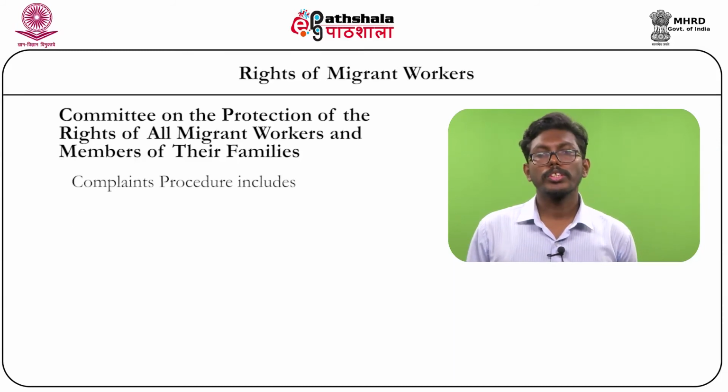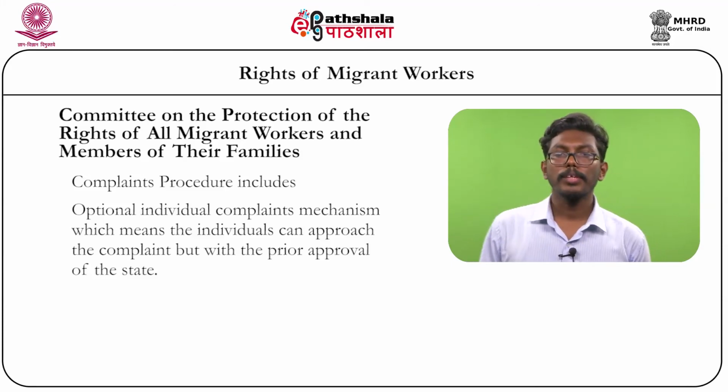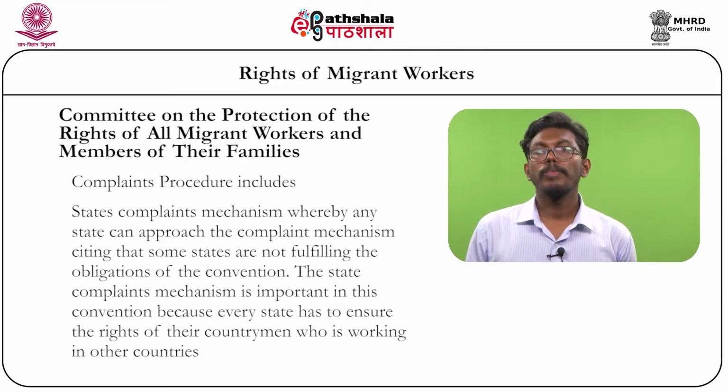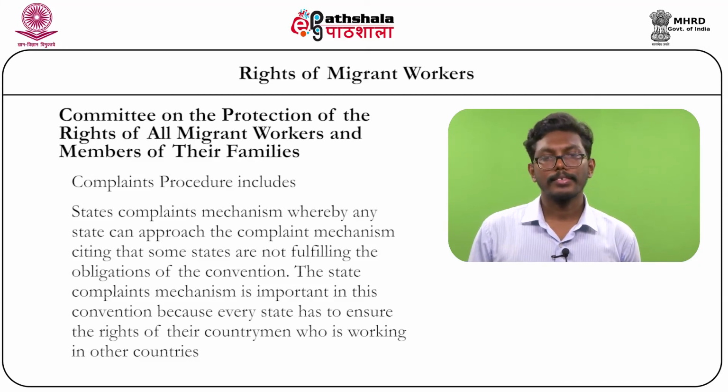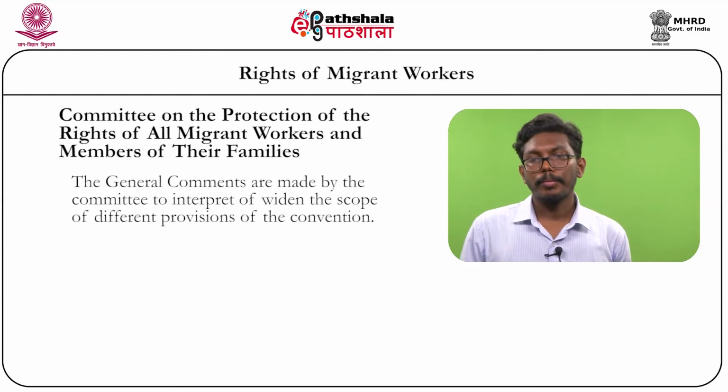And there is a complaints procedure which has to be followed, and it includes an optional individual complaints mechanism, which means that individuals can approach the complaint mechanism but with a prior approval of the state. Now, there is a mechanism for state complaints procedure, whereby any state can approach the complaint mechanism, citing that some states are not fulfilling the obligations of the convention. The state complaint mechanism is important in this convention because every state has to ensure the rights of their countrymen who are working in other countries. And the general comments made by this committee on different provisions of the convention, by interpreting it, widen the scope of the different provisions also.